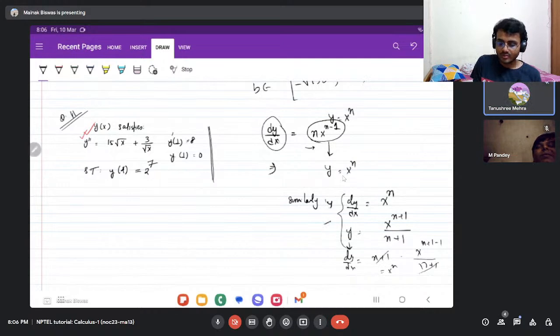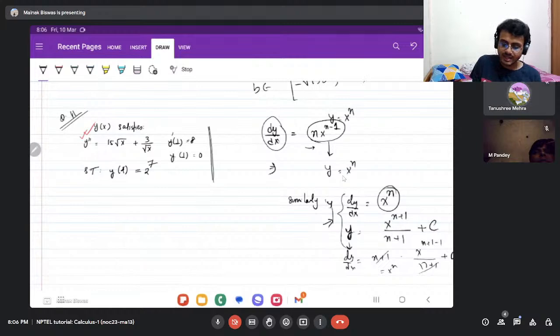Yes, sir. So if dy dx is x to the power n, your y has to be plus some constant, because the derivative of a constant is 0, right? So it is x to the power n plus 1 by n plus 1. You agreed? Yes, sir. Just take inverse differentiation. We will not name it as an integral today. Inverse differentiation. We are just doing back calculation.